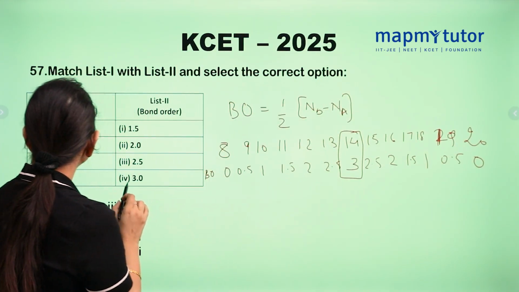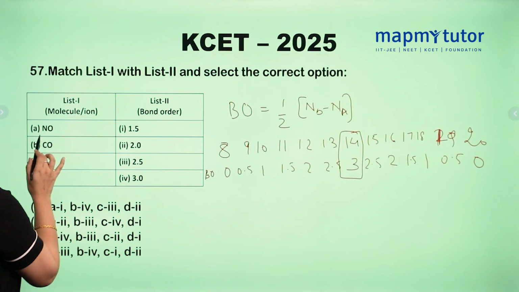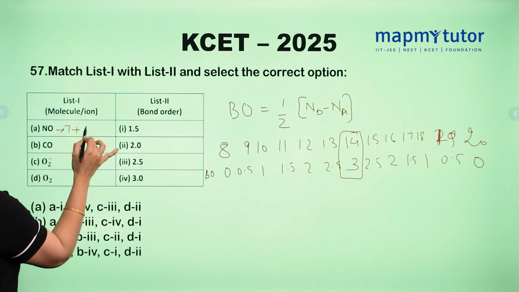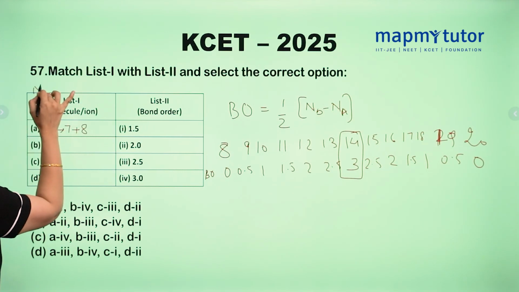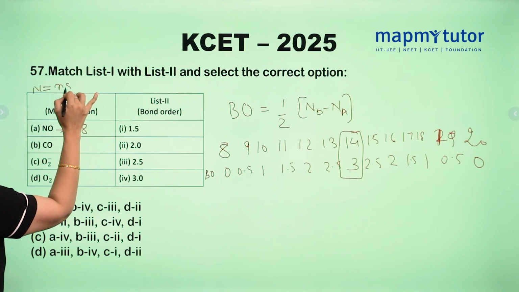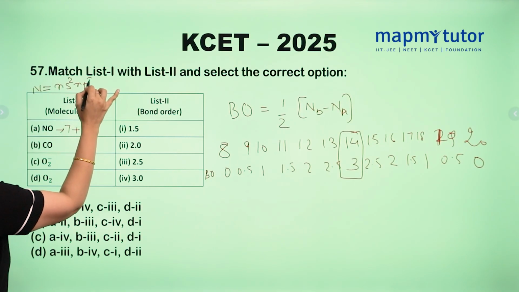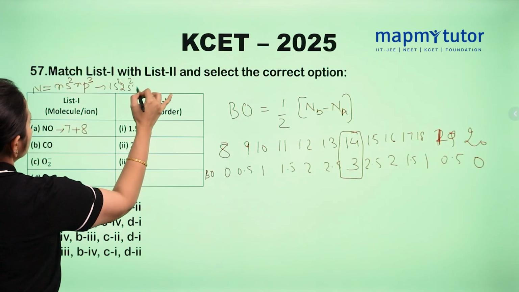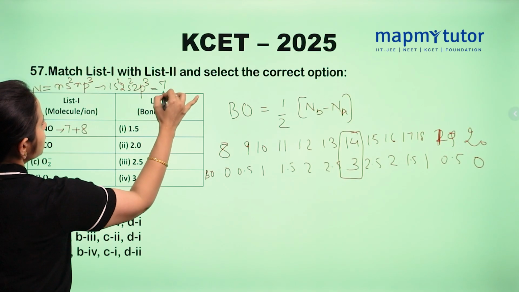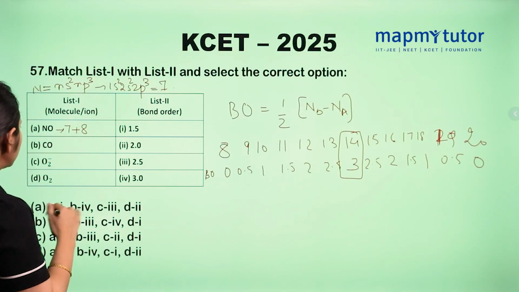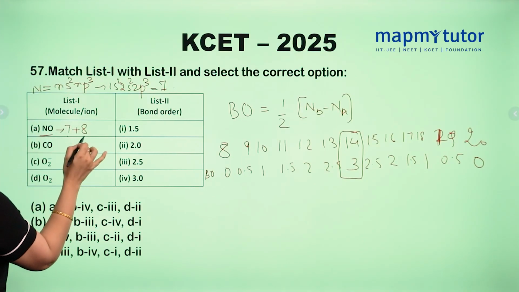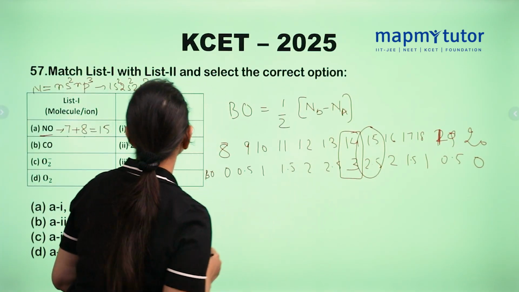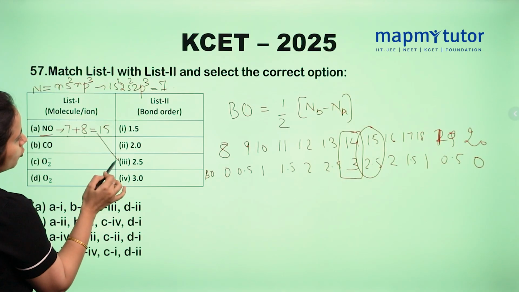So now we just need to calculate the number of electrons for NO. It will be 7 for nitrogen, 8 for oxygen. How 7 for nitrogen? Nitrogen electronic configuration is 1s2, 2s2, 2p3, so the number of electrons is 7. Likewise for all the atoms. So NO is 7 plus 8, that is 15. Here see what is the bond order for 15? It is 2.5. So match 15 with 2.5.